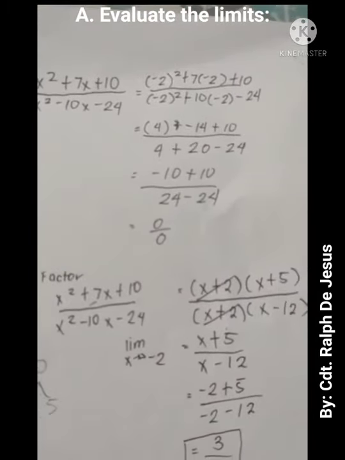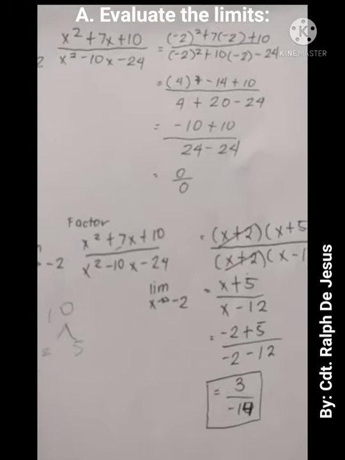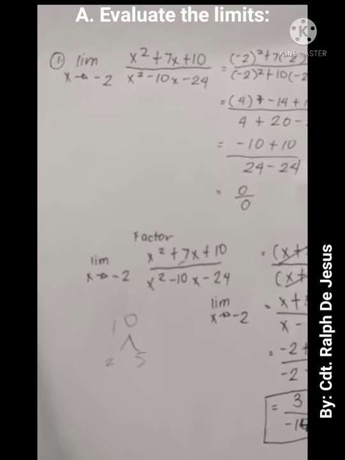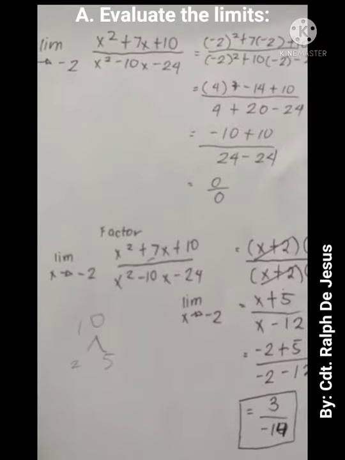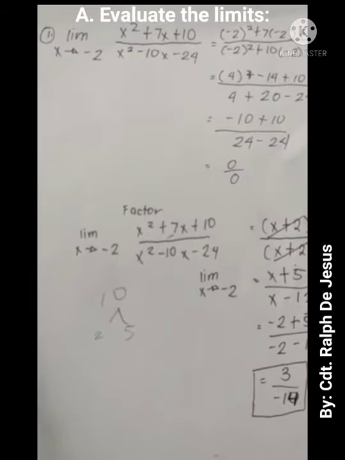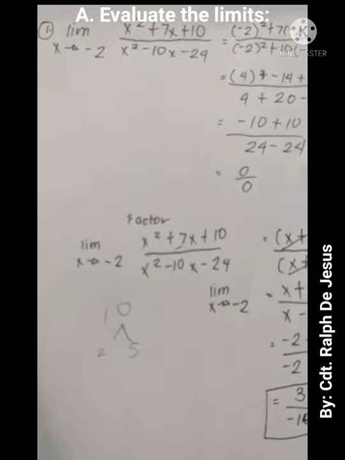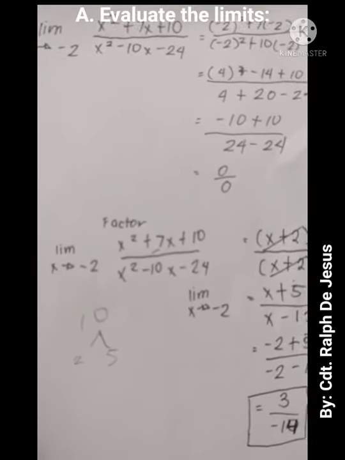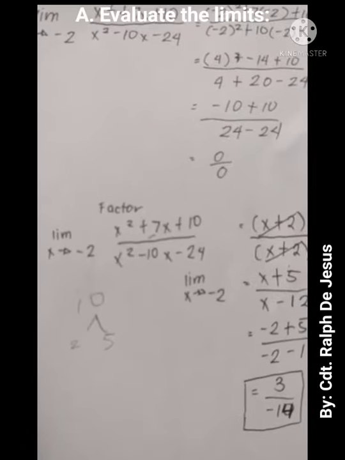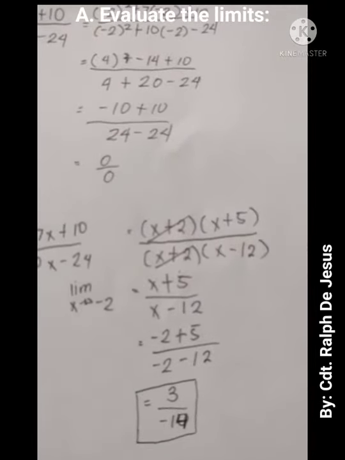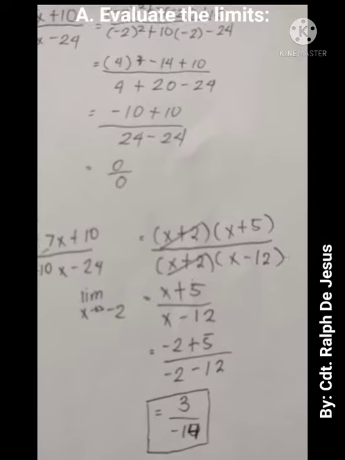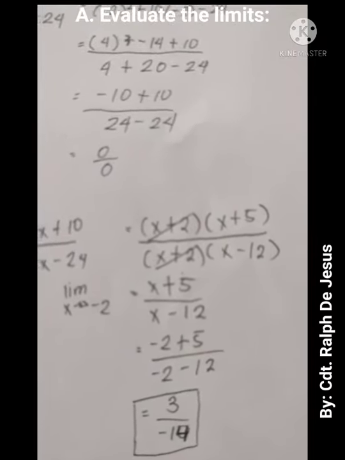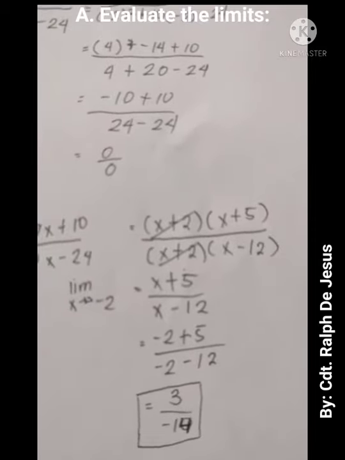And then what we need to do is to factor. How can we factor the numerator? What two numbers need to multiply to 10 but add to the middle coefficient of positive 7? This is going to be positive 2 and positive 5. So the factored form is x plus 2 times x plus 5 over x plus 2 times x minus 12.